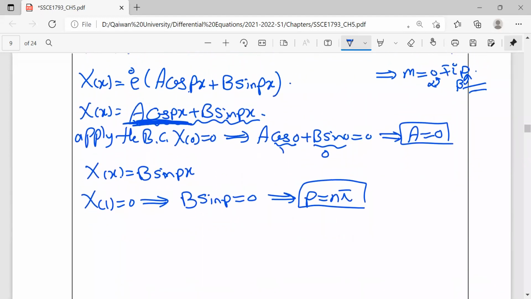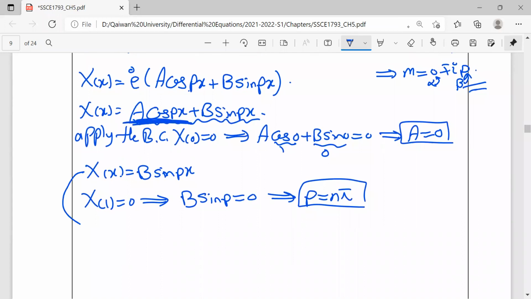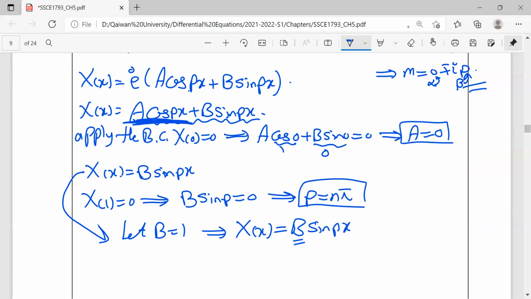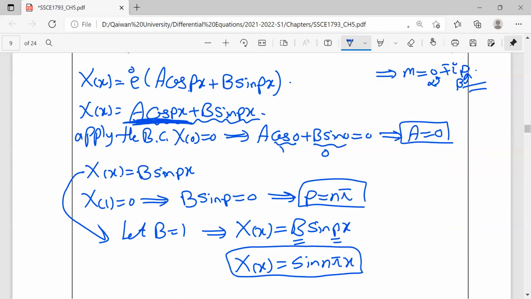If p is n pi, the solution becomes, we let b be 1. It's a constant and it's not equal to 0. We let b be 1 to make it easy to get the solution here. X of x equals b sine px. We replace b by 1 and p by n pi. We get x of x equals sine n pi x. This is the solution for x.